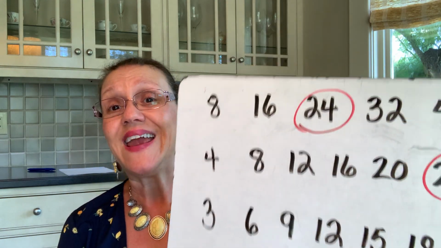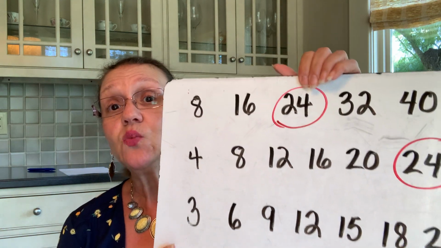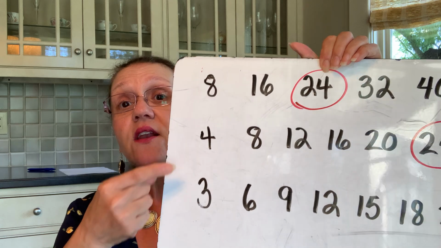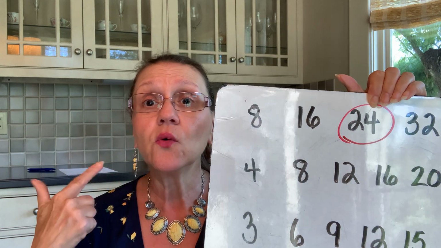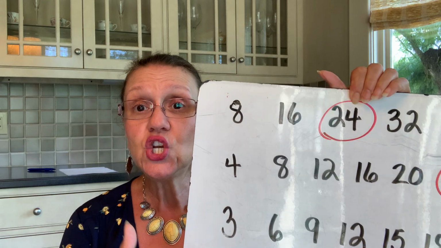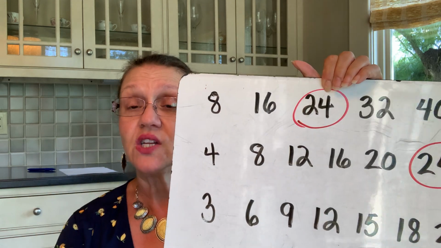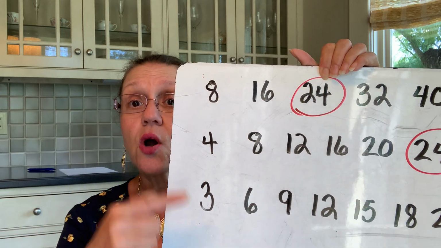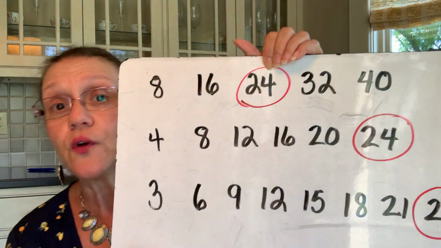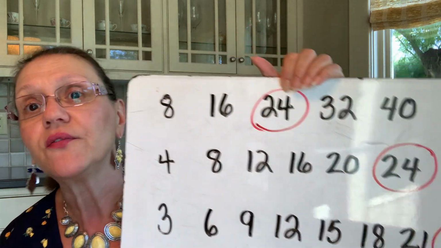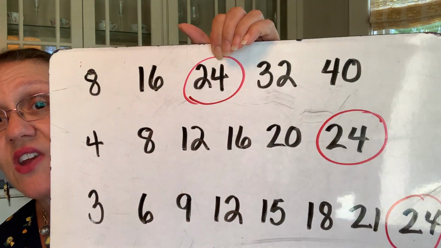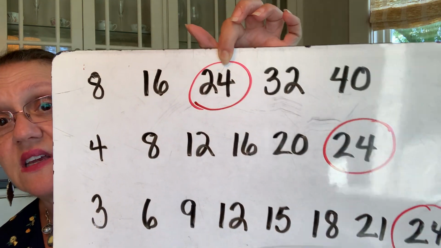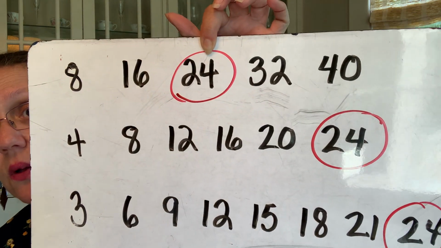So if I have a fraction with a denominator of 8 and a fraction with a denominator of 4 and a fraction with a denominator of 3, and I want to compare or add or subtract, I need to create equivalent fractions using the least common multiple. So the first thing I need to know is how to find the least common multiple. And that is done by listing the times tables and looking for the least common multiple.